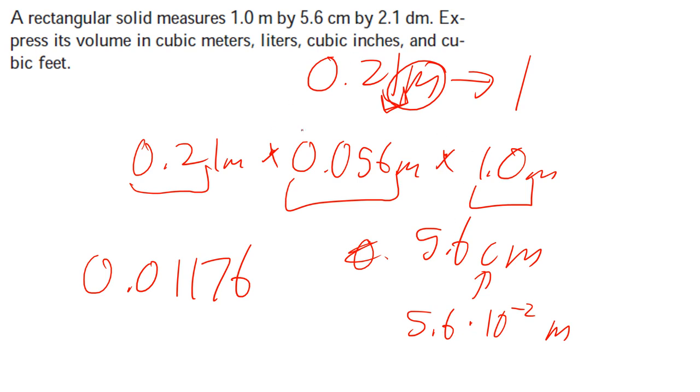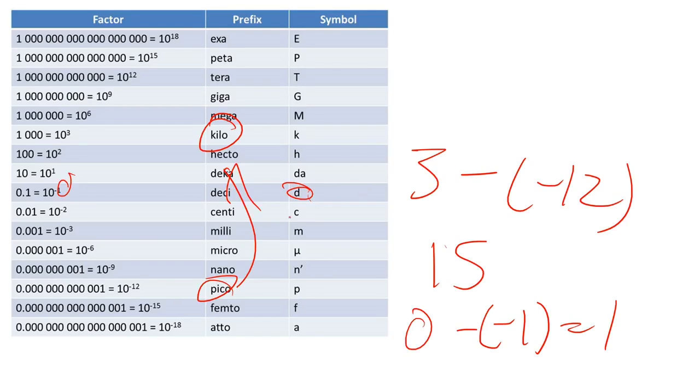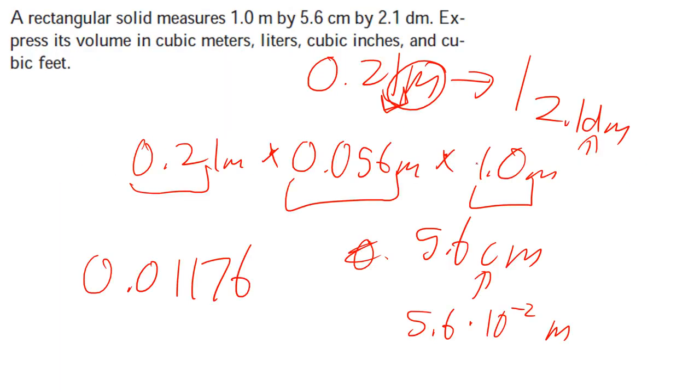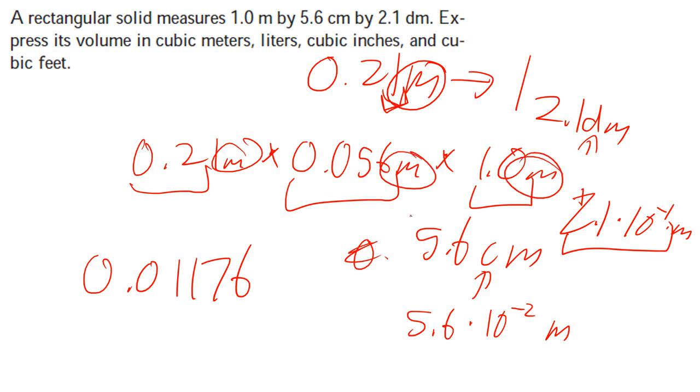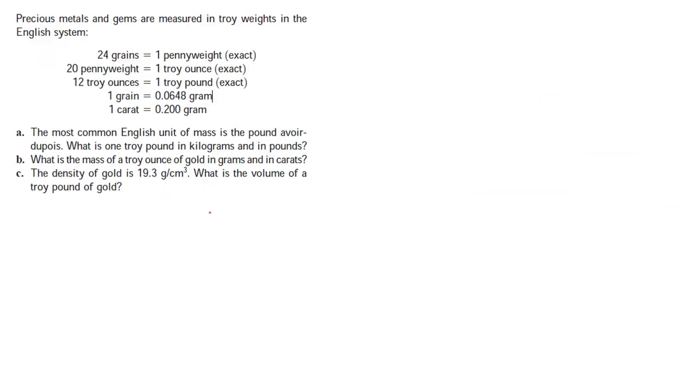Or 2.1 decimeters. This d, you can substitute d for 10 to the negative 1. So you have 2.1 times 10 to the negative 1 times meters. Okay, and that's how you can convert to meters also. And then all 3 meters multiplied together, meters times meters times meters, that's just meters cubed, right? That's our answer. On to another question. We have 2 more questions.